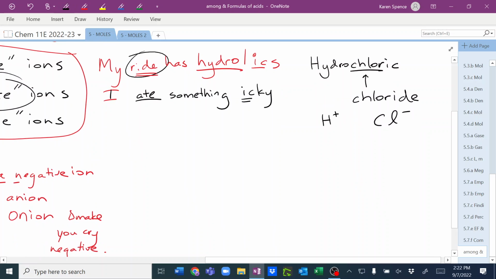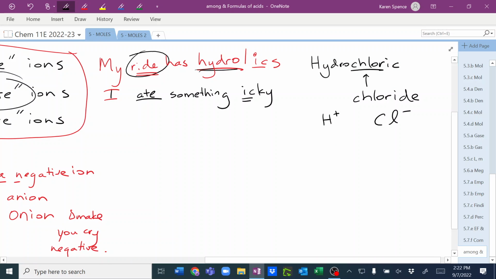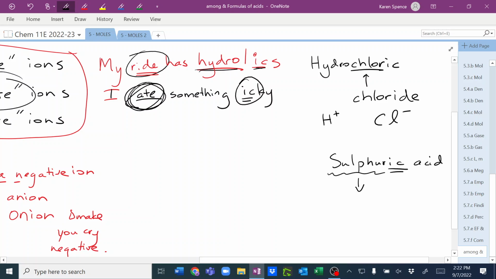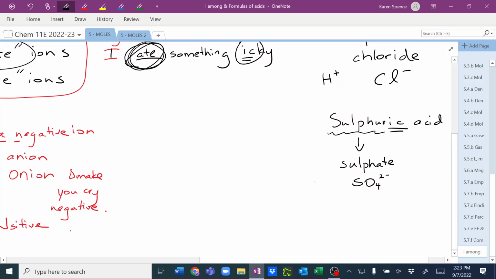So if you have just ic without the hydro, like sulfuric acid, then you say, I've got ic, but no hydro. So that's going to be the -ate ion. So I look at sulfur, and that would not just be sulfur, it would be sulfate, which is SO4 2 minus. And you can look those up, of course. You would put that together with your hydrogen.